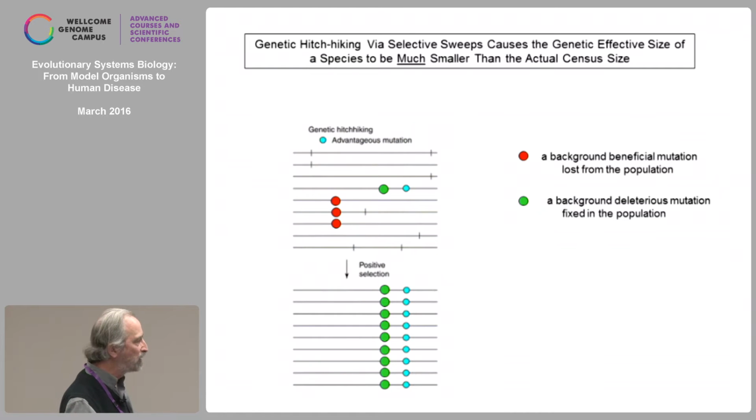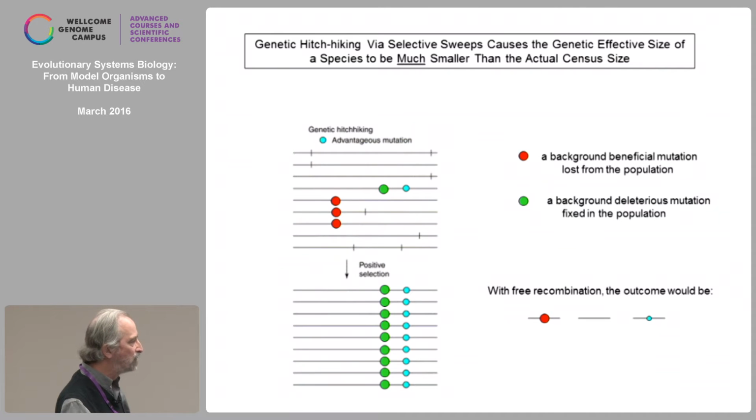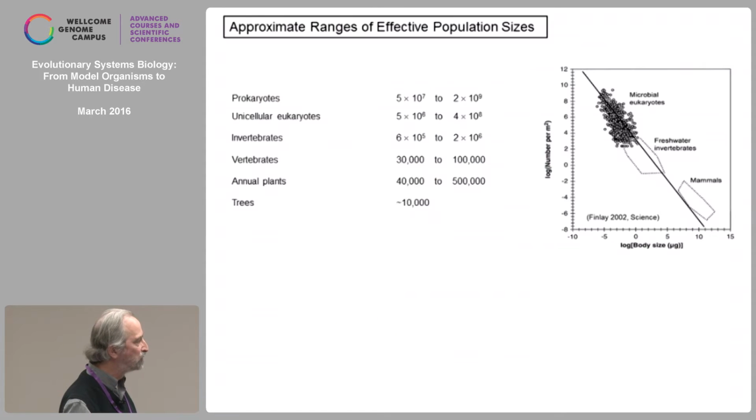Now, if we had free recombination, none of this stuff would happen, and we would have ended up with fixation of the red ball, one beneficial. We wouldn't get the green ball, no fixation of a deleterious mutation, and we'd get this blue ball. So basically what linkage does is it reduces the efficiency of selection. And even in very, very large populations, this puts a damper on the global effective population size.